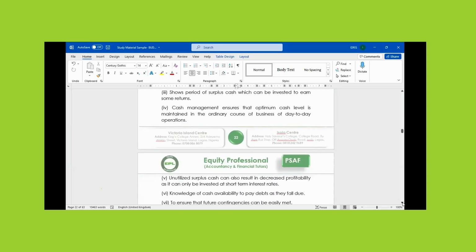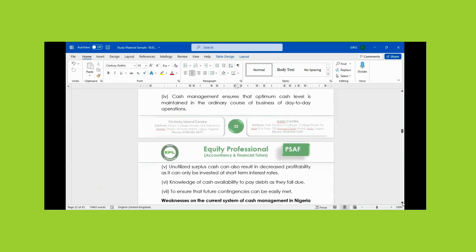Another objective of cash budget or cash planning and management is to ensure optimum cash level is maintained in the ordinary course of business or day-to-day operation.